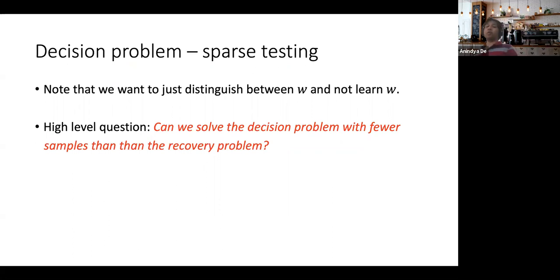And the high level question I want to ask is, can we solve the decision problem with fewer samples than the recovery problem? It is not very hard to show that if you can solve the recovery problem assuming W is k-sparse, then with those many samples, you can also solve the problem of distinguishing between W which is k-sparse versus far from k-sparse. So at a high level, the learning complexity always upper bounds the testing complexity. This should be familiar to most of you if you have thought about these kinds of questions. But what I'm asking is, can you do testing in this setting with fewer samples than learning? Can you do testing asymptotically faster than learning? That's the question I want to ask.